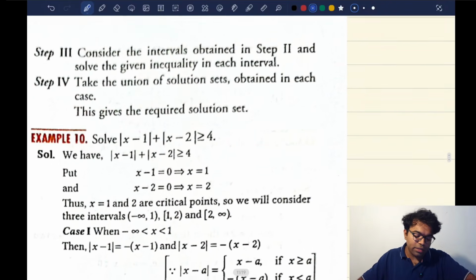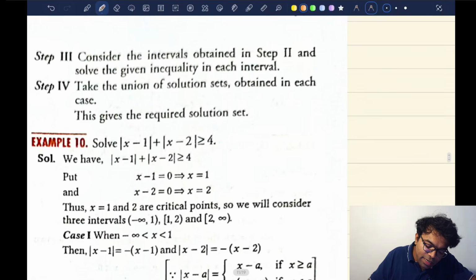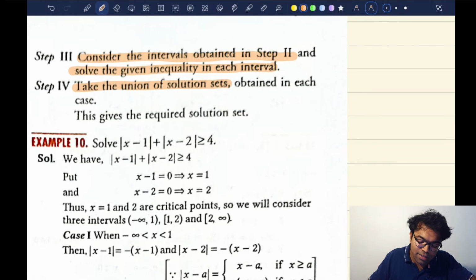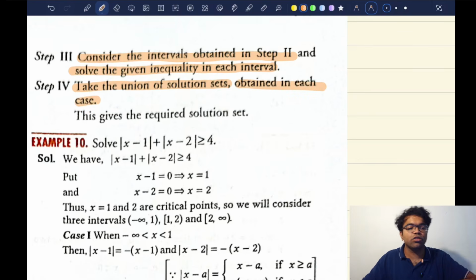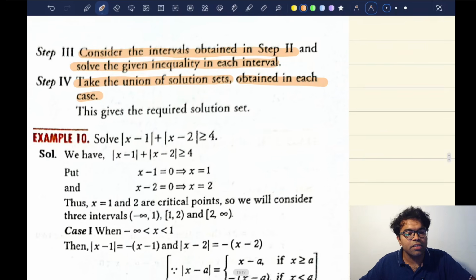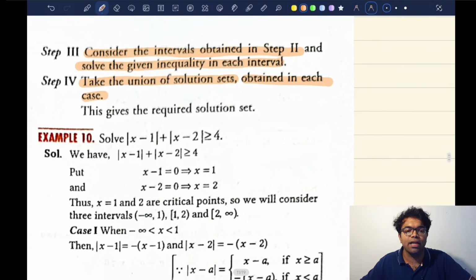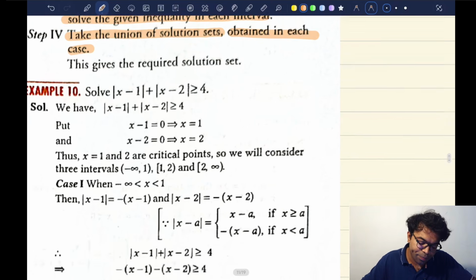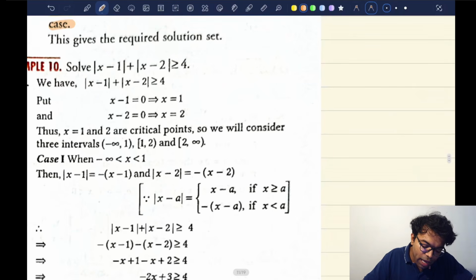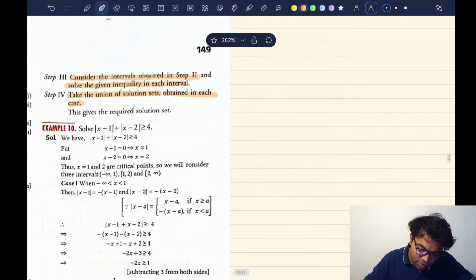Okay, let's continue. Consider the intervals obtained in step 2 and solve the given inequality in each interval. And finally, take the union of the solution sets obtained in each case. Now, let's start with a very simple example. It will help us a lot. Trust me. Let me just write down the question.